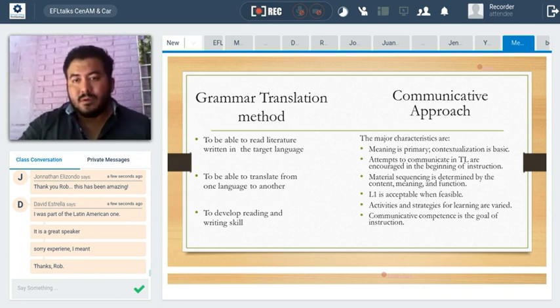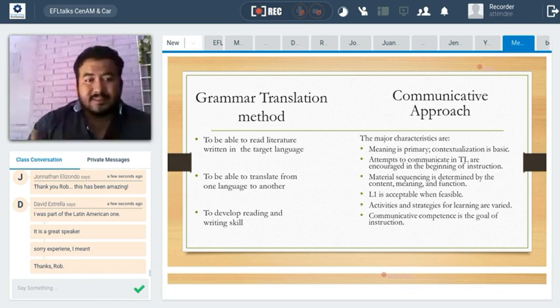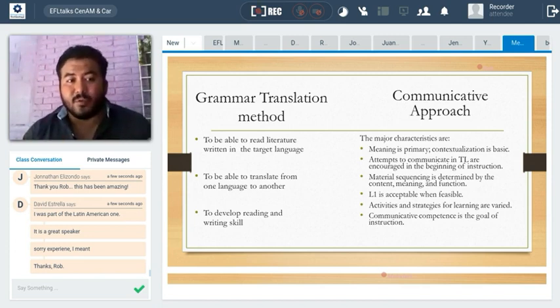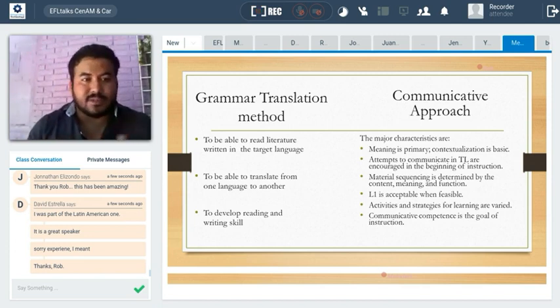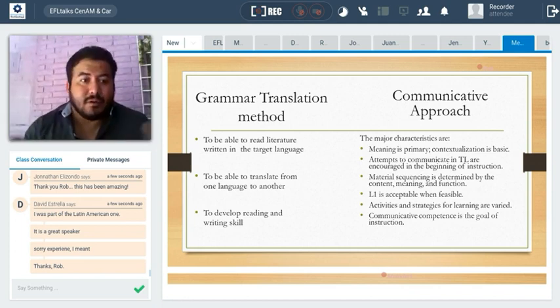But now we have the communicative approach. What's the communicative approach? As it says, it's an approach, which means the main importance here is to communicate in the target language. In the communicative approach, sometimes if the students don't know a word, they might go to L1, which is Spanish in this case, or blend it with English. That's fine, because the purpose here was to communicate.